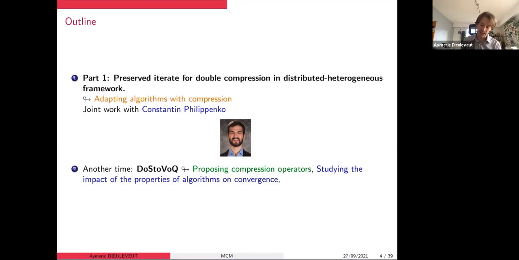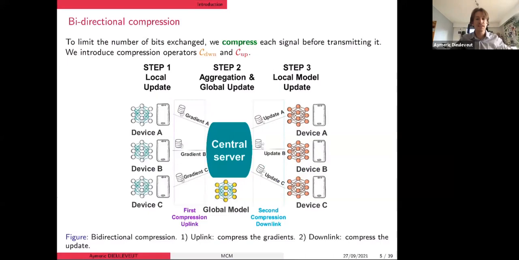So what's the setting in bidirectional compression? I think it's nearly straightforward to define. In most situations, and what most people have been looking at, we compress the information sent from all devices to the central server. That means that typically the gradients that we compute on the local devices are compressed before they are sent to the central server. And what we're going to look at today is what happens if we also compress what the central server has decided to do with the information, the information it sends to the local devices.